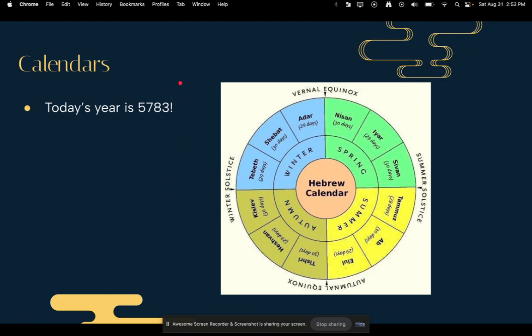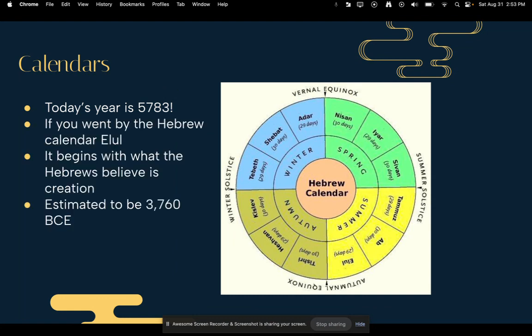Did you know actually today's year is 5,783? Yeah. That's if you went by the Hebrew calendar. The Hebrew calendar begins when the Hebrews believe creation began, which is estimated to be about 3,760 BCE.